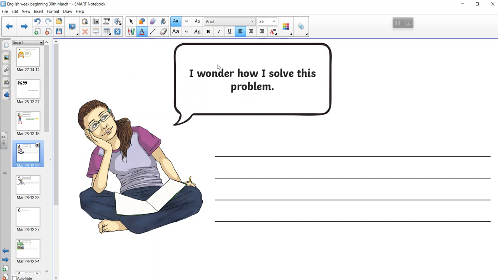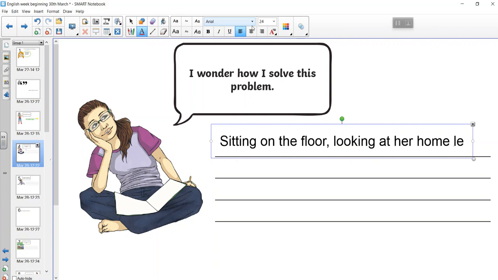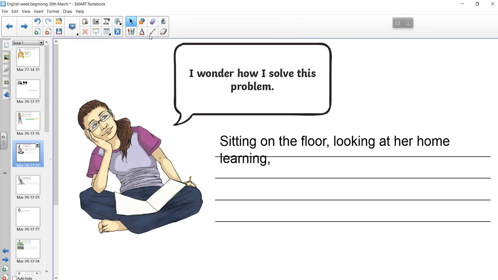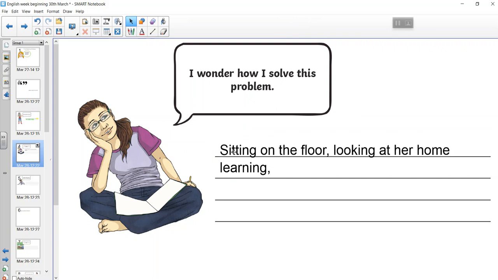So the girl here is saying, "I wonder how to solve this problem." So let's see what she might say if I was to write it in a sentence. So it might say something like, "Sitting on the floor looking at her home learning." Space that out a little bit for you. Sitting on the floor looking at her home learning. I've got two fronted variables there.